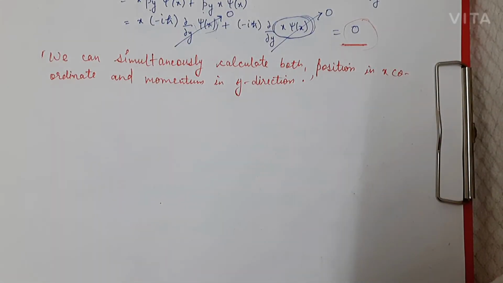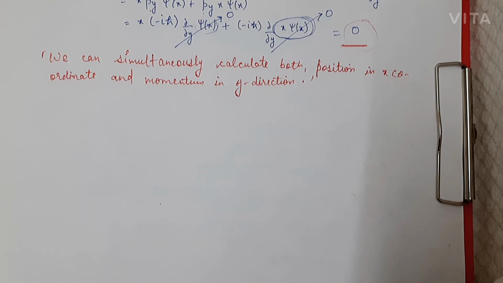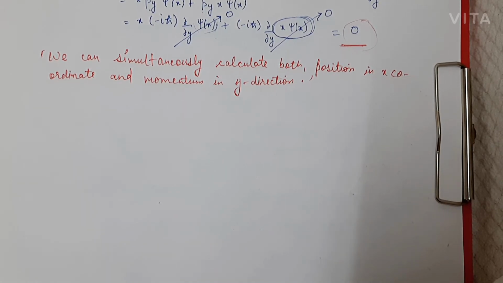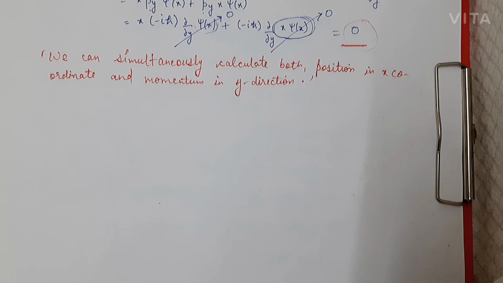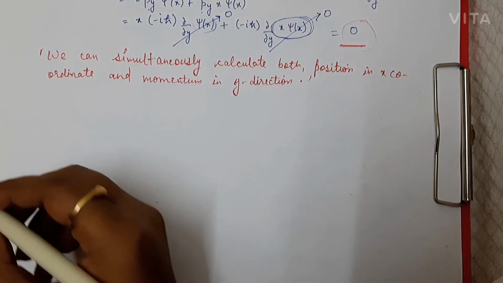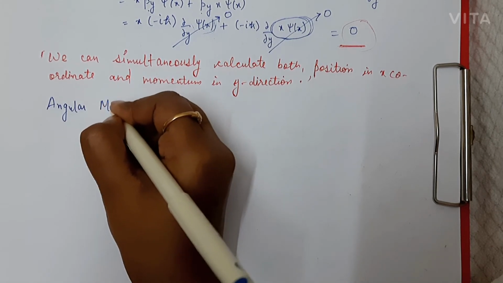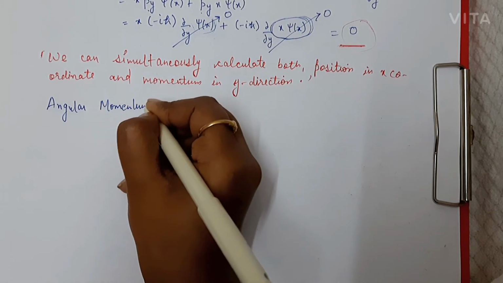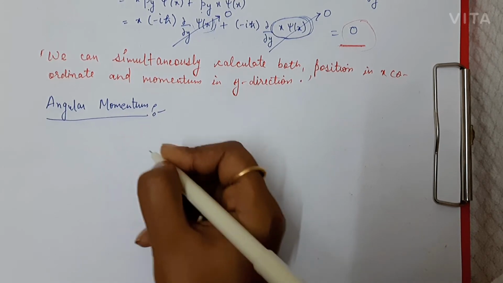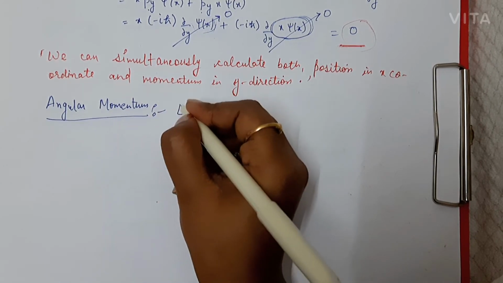Now we will discuss one more small concept which we have studied in our +1 physics, that is angular momentum. We are going to study a very little about angular momentum, and in the next video we will continue with the commutation relations of these angular momentum. So in this video, just in 1 or 2 minutes, we are going to discuss what is angular momentum. So angular momentum is represented by capital L.